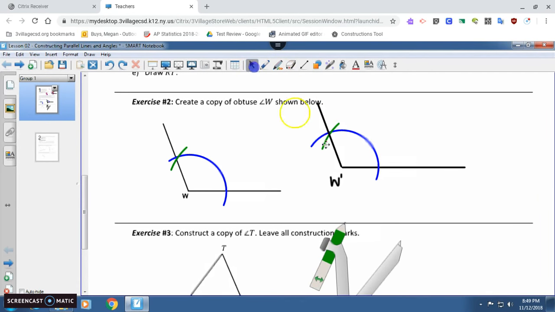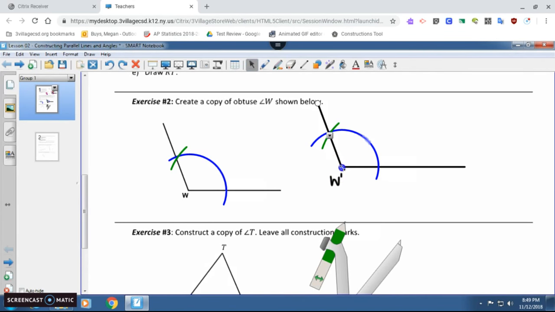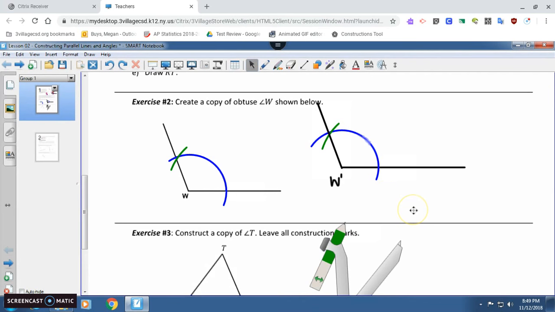If you ever want to double check that you have the right angle intact, you can use the measurement tool on top just to double check, but remember, you have to show these construction marks. These are what get you full credit when we're copying an angle. Okay. Take a second and try to construct angle T. It's an acute angle. It's less than 90 degrees.